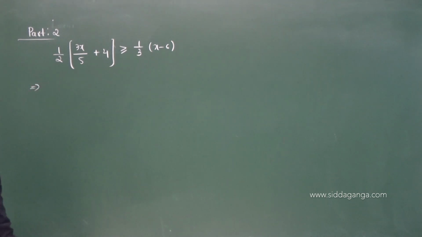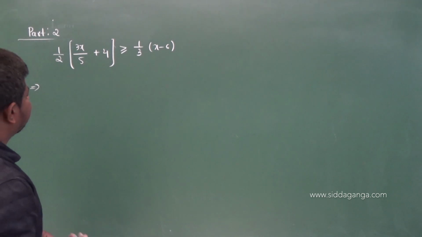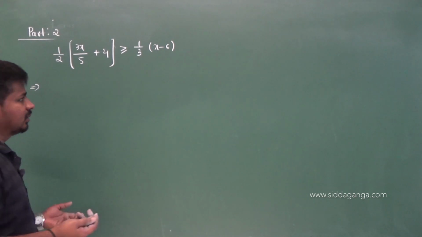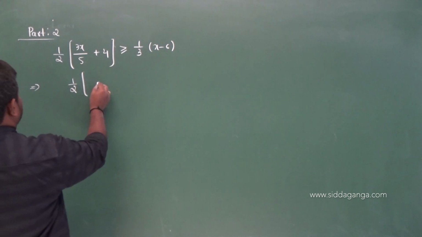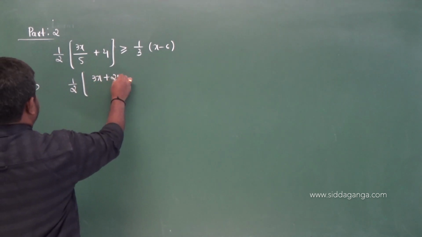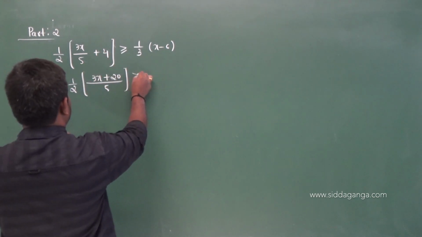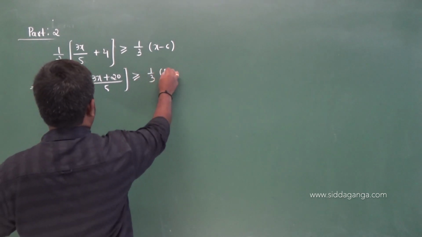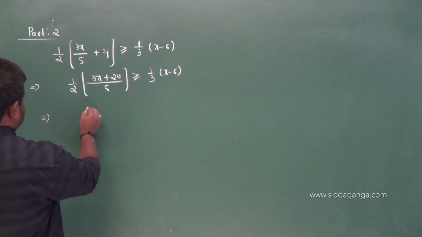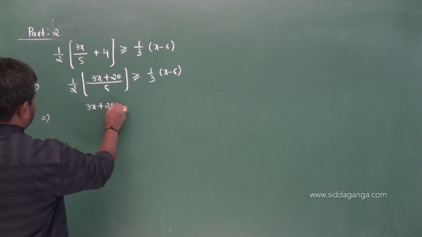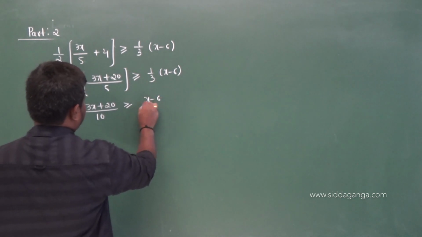Yes, just what I said before, you simplify, make x single by adding, by subtracting, by multiplying, by dividing. It's a simple thing. So now I'm going to write this one as half into 3x plus 20 by 5. Take an LCM, 5 fours are 20, is greater than or equal to 1 by 3 into x minus 6. This gives 3x plus 20 by 10 is greater than or equal to x minus 6 by 3.